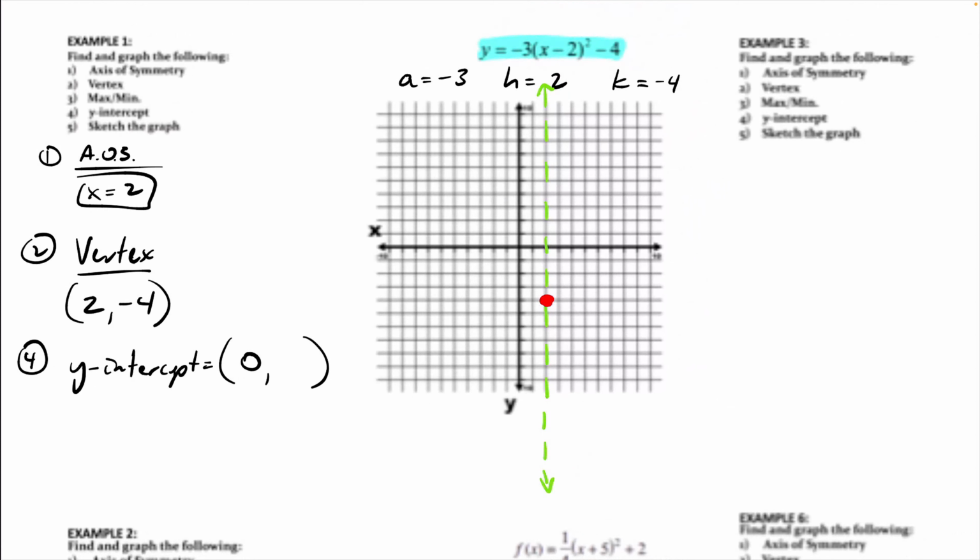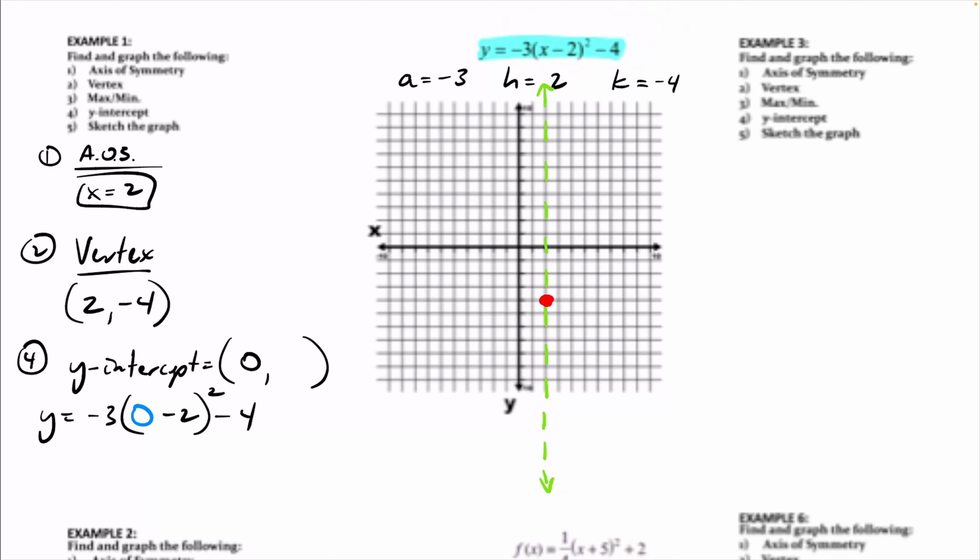Okay, so instead of x, I'm going to plug in 0. Everything else stays the same. I know that h is positive 2, but the original said negative 2. So I'm going to keep it the way it was originally.